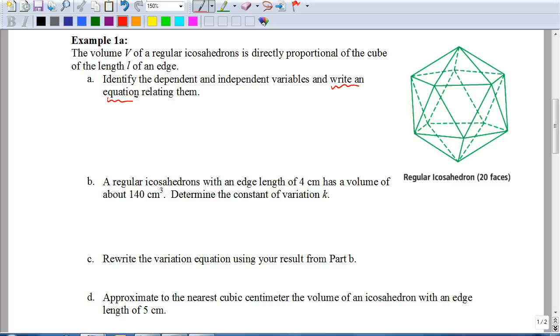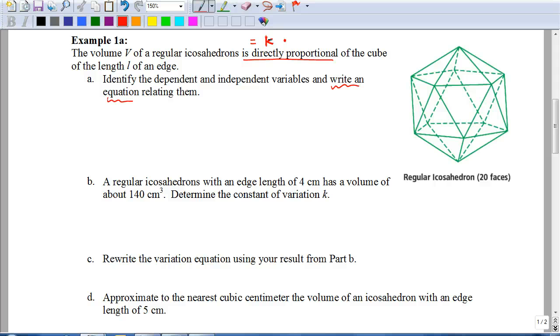But here's the trick, because we know all the way back to middle school, you learn little words, little phrases that represent symbols in math. Like is one of them. Is would represent equals. Of means times. But here, when you see this phrase is directly proportional, I want you to recognize that as being equals k times something. So every time you see varies directly or is directly proportional, it means equals k times something.